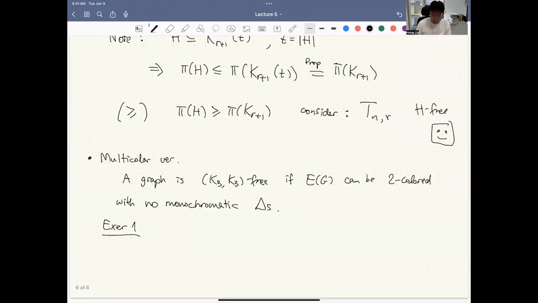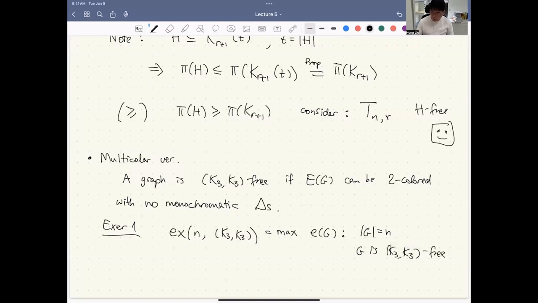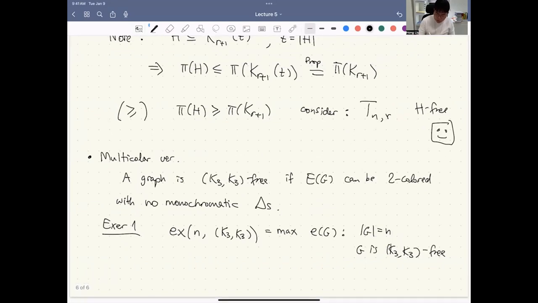So the exercise to get familiar with this type of problem is, let's write this as the extremal number of the two color version. So if your graph is K3, K3 free, with m vertices, what's the maximum number of edges? Maximum E of G, where G has m vertices and G is K3, K3 free. And the exercise is to determine this.